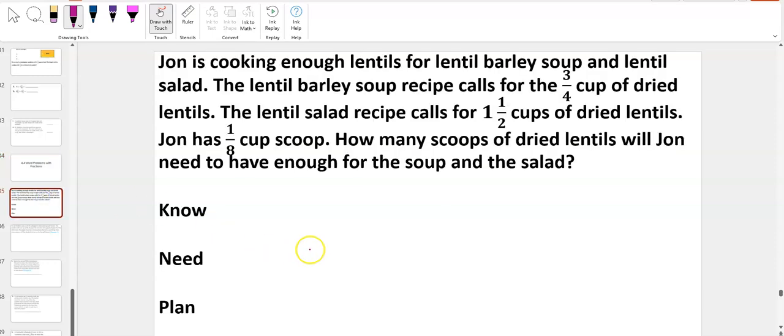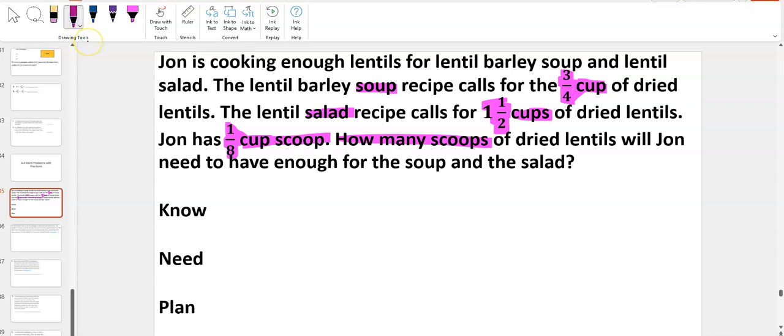All right, so our problem here is John is cooking enough lentils for lentil barley soup and lentil salad. The lentil barley soup recipe calls for 3/4 cup of dried lentils. So I'm going to highlight some things that I think are important here. The soup needs 3/4 of a cup of those lentils. The salad recipe calls for 1.5 cups of the lentils. John has a 1/8 cup scoop, so that's what he's using. Okay, how many scoops of dried lentils will John need to have enough for the soup and the salad?